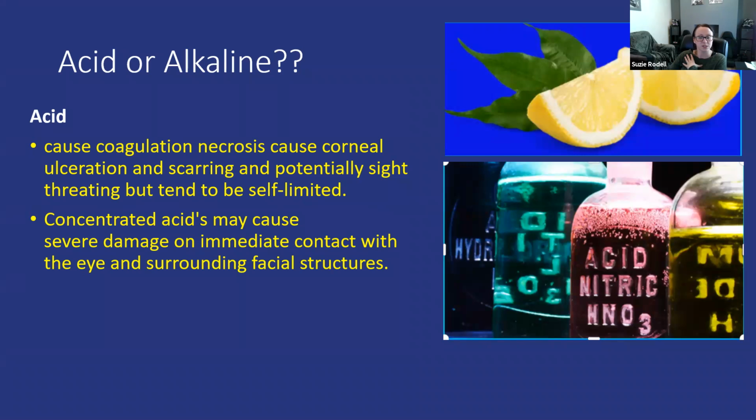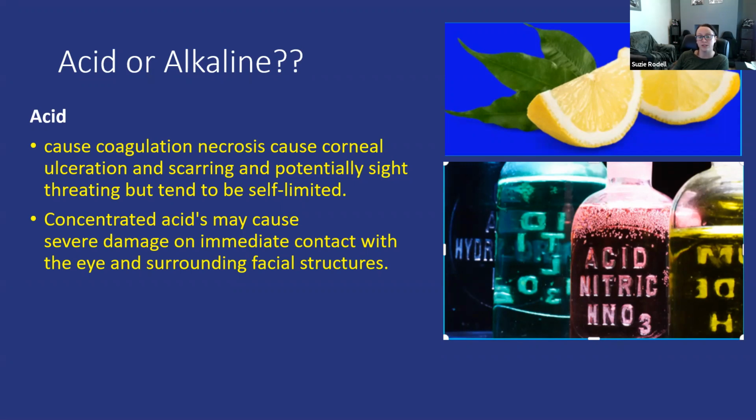Your acid substances are not as corrosive as the alkaline when it comes to the eye. Not a lot of people realize that, because you hear acid and you think, oh, it's acid, it's going to burn through, but alkali is actually worse. The acid though can cause coagulation necrosis, which can result in, again, corneal ulceration and scarring.